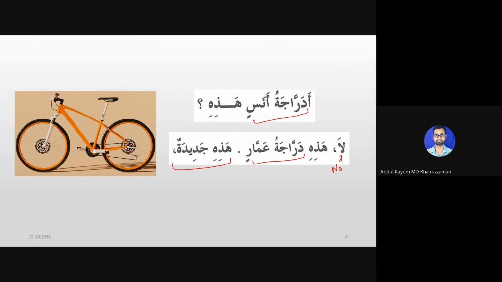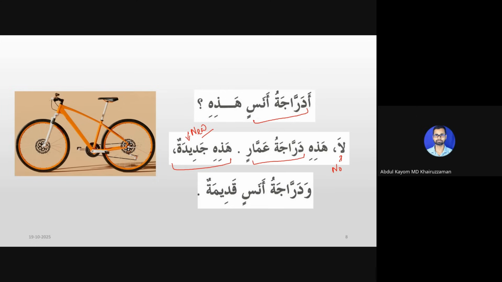Hadhihi jadidatun. This is new. Jadida means new; jadid means new. Since we are using it for daraja, which is feminine, we are using hadhihi. So we say hadhihi jadidatun. If we say new book, we say hadha kitabun, hadha jadidun. But for daraja, bicycle, we say hadhihi darajatun, hadhihi jadidatun.